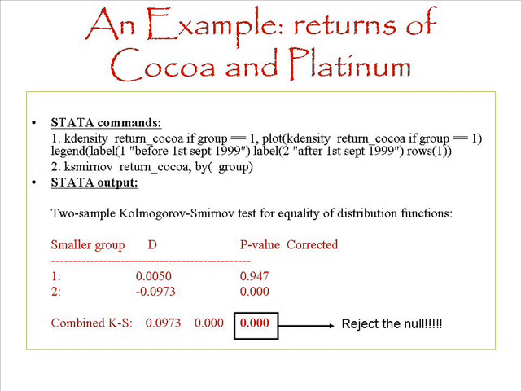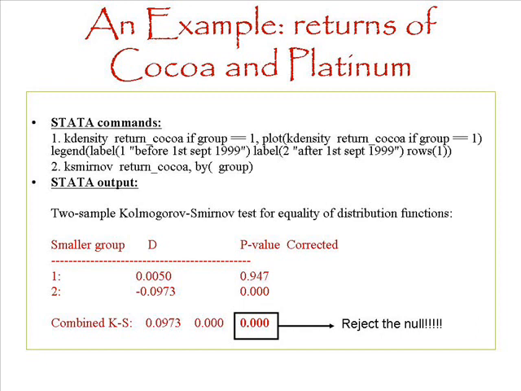Now I just provide you a very brief example, which is taken from finance, and the example is about the returns of cocoa and platinum. I performed this example with Stata, and I wrote here the Stata commands. If you want to replicate this example, you can download the prices of a given asset or a given index, calculate the returns, and then first of all perform the kernel density estimation.